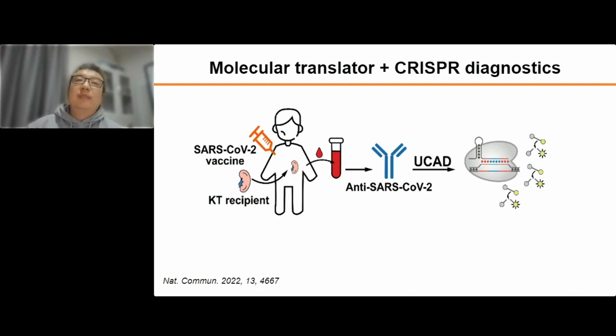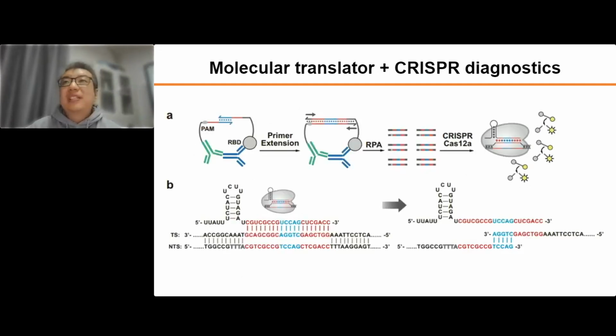So we developed an ultrasensitive assay by combining protein-responsive DNA assembly, here we call it a molecular translator, to convert a SARS-CoV-2 antibody into a DNA barcode. And then we make use of the CRISPR system to develop an ultrasensitive assay so that it can actually recognize the protein biomarker. So here is the design.